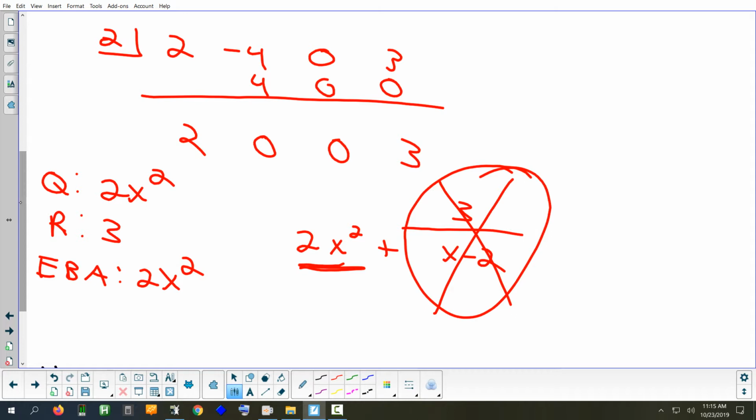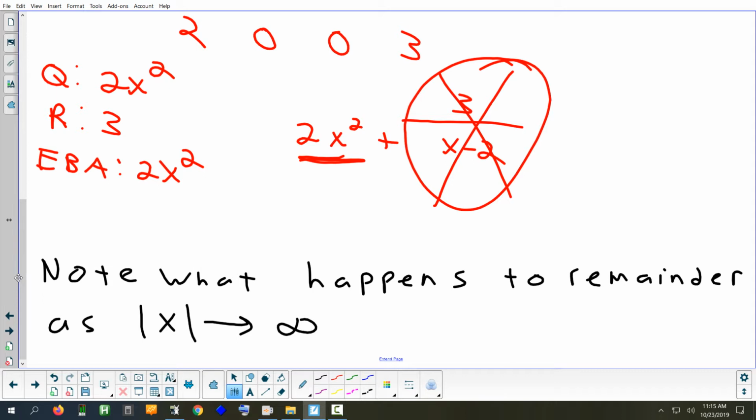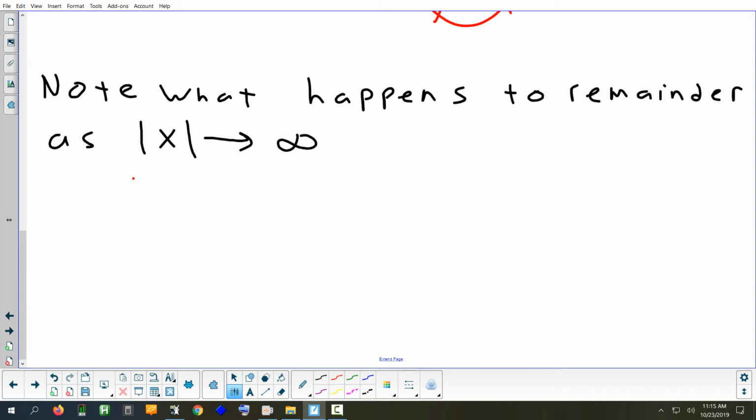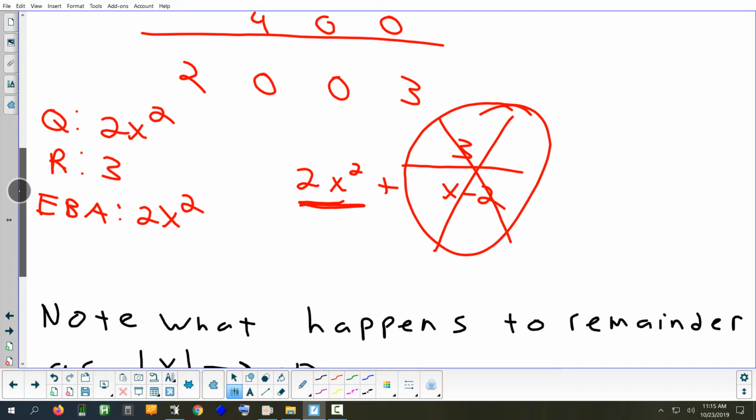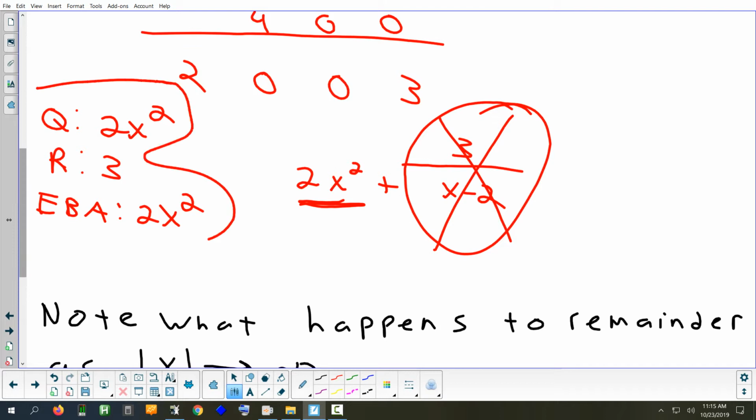Okay? So actually, I think that was my next question. What happens to the remainder, the part that I circled, as x gets really, really big? It goes to 0. Okay, so the remainder part approaches 0. Whether you go to a really big positive number or a really big negative number, it's going to approach 0 either way. Okay. Any questions on that?